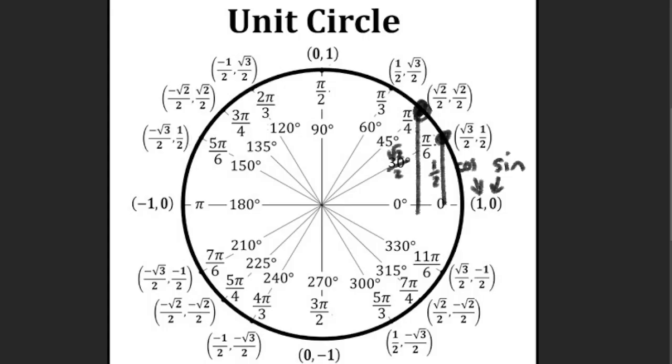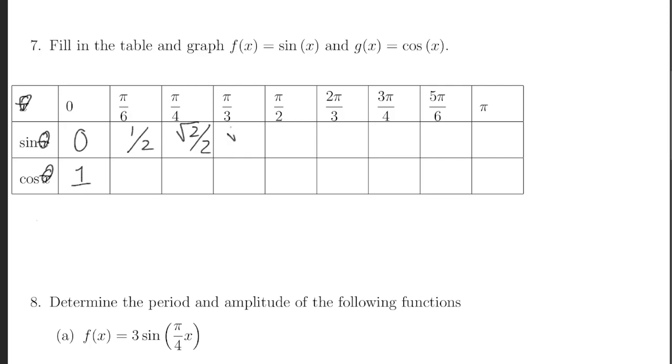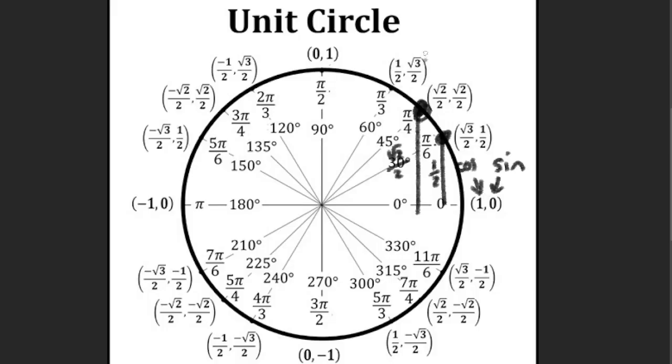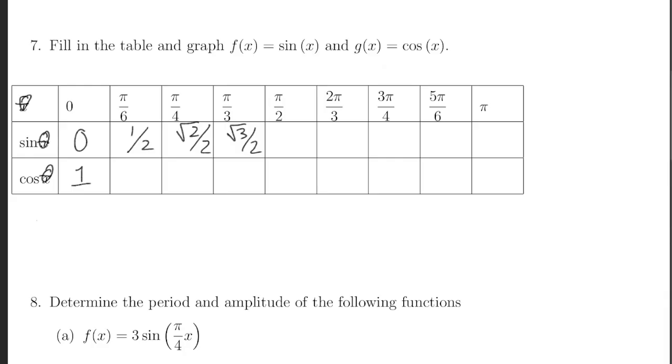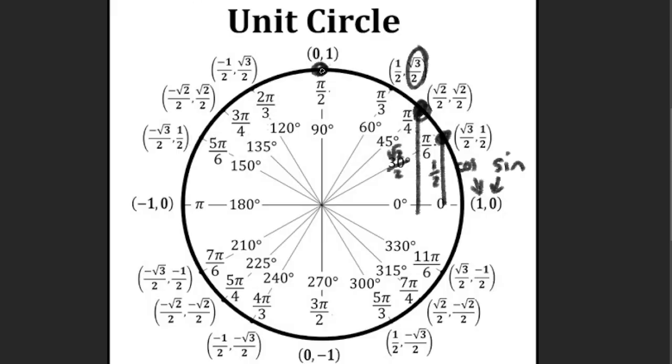Pi over 3 follows that trend with root 3 over 2 as the y value at that point. You can see that here. Root 3 over 2 is our y value. And you can see, again, that's a little bit bigger than root 2 over 2. Pi over 2, we've reached the very highest point on the circle. So this height here is just 1, which is greater than all the ones we've had so far.